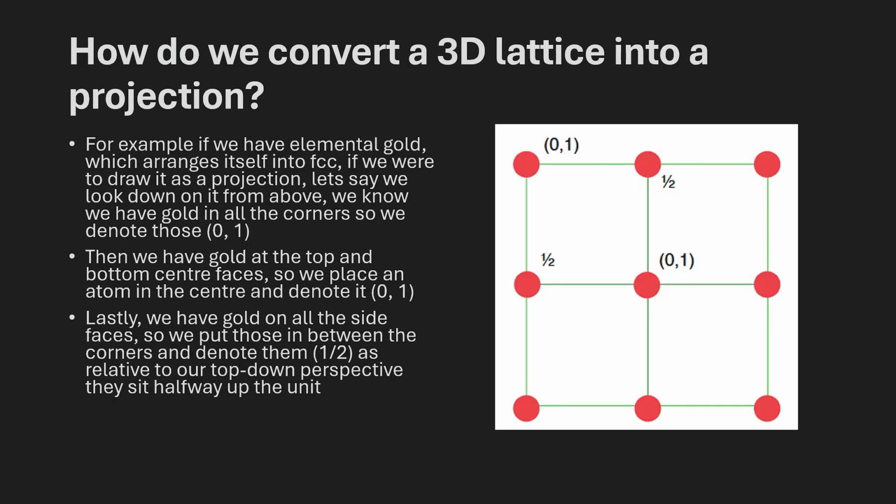So how do we convert a 3D lattice into a projection? Well, for example, if we have elemental gold, which arranges itself into face-centered cubic, if we were to draw it as a projection, let's say we look down on it from above, or from any side since it's symmetric in all axes, we know that we have gold in all the corners, so we can denote these as 0 and 1. And then we have gold at the top and bottom of the cell, on the faces, so that's 0 and 1 in the center. And then we have gold on all the faces on the sides, so that's a half since they sit halfway up the face relative to us.